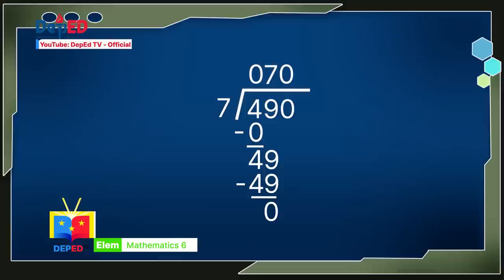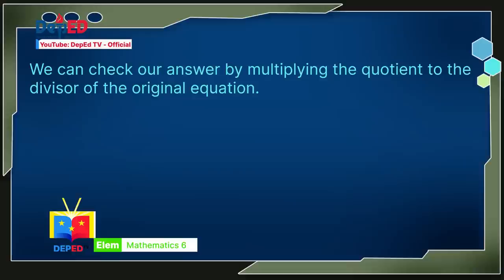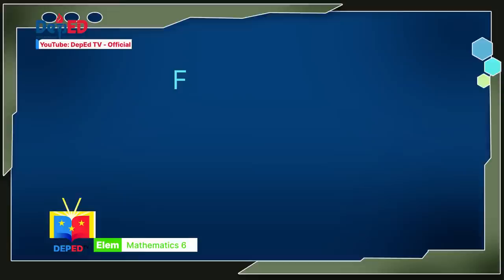Step 4. We can check our answer by multiplying the quotient to the divisor of the original equation. Here it is. 70 times 7 tenths is equal to 49. Since the product is equal to the dividend of the original equation, then you are correct. Therefore, 49 divided by 7 tenths is equal to 70.